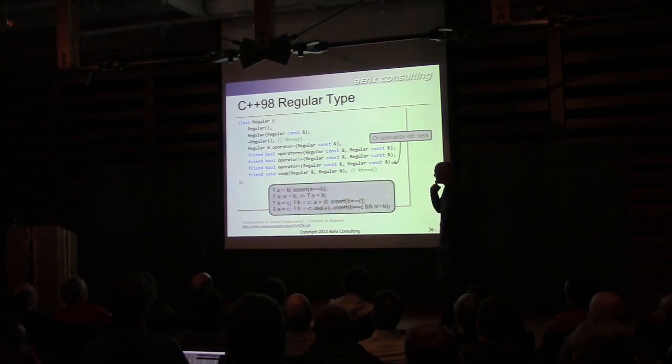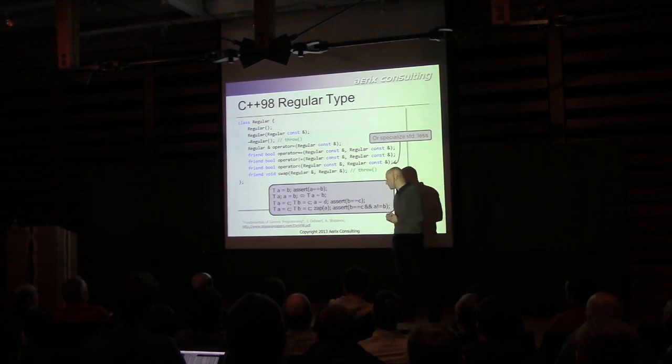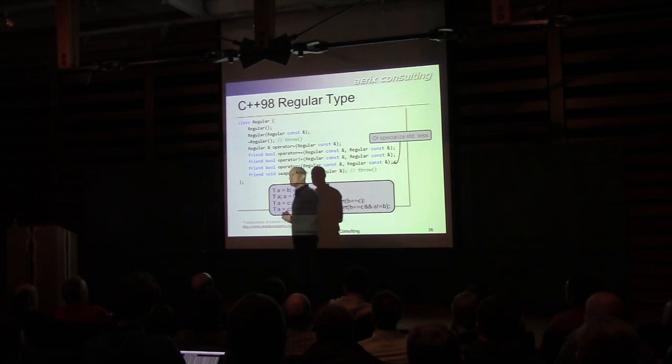In addition, you've got to satisfy these semantic requirements, which is basically: if you copy an object, they better compare equal, right? And if I make a copy, those copies had better be independent. I should be able to change one without changing the other. This is what it means to be a regular type. Did I get that right, Sean?